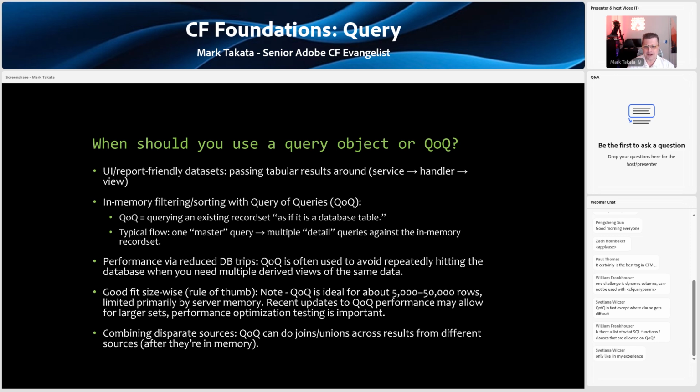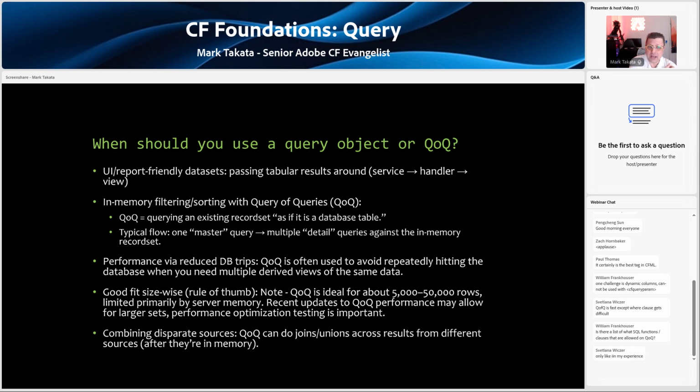Here's the big one. QFQ is ideal for, this is a big range, right? 5,000 to 50,000 rows is a huge gap. And again, it all matters where your DB is, how big it is, how big the data is, the performance of your machine that's running ColdFusion. Test it. Performance optimization matters, right? It really does. And again, how complex is your query, right?